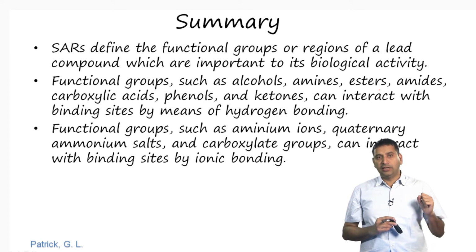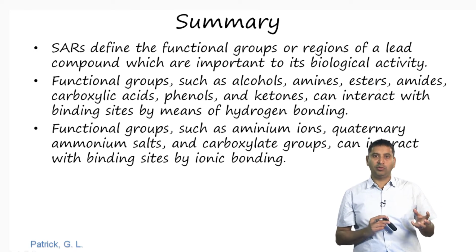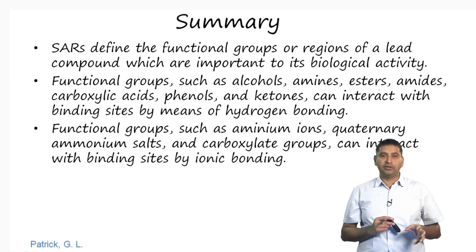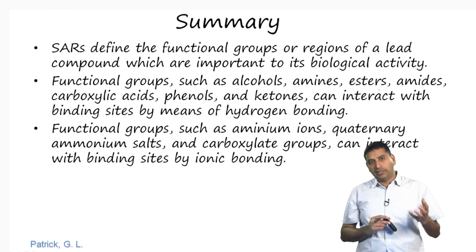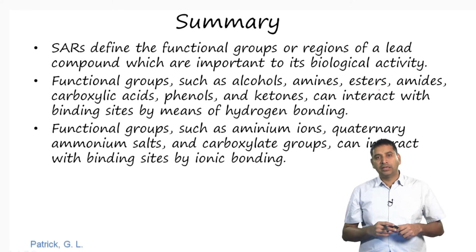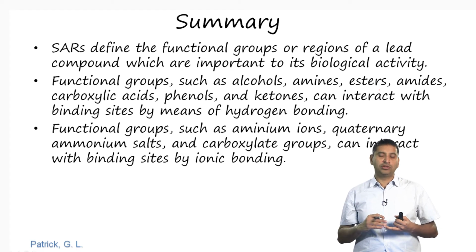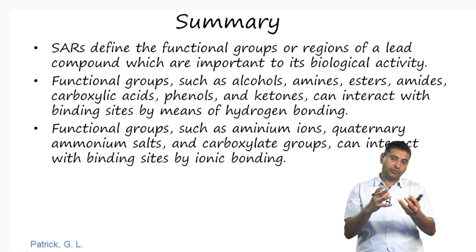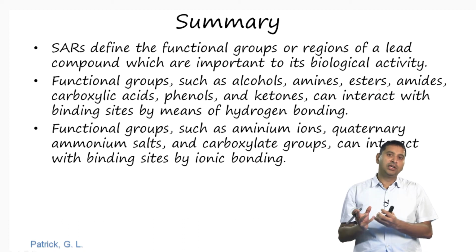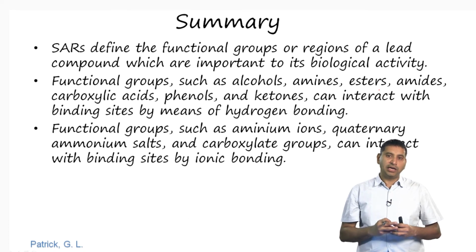To summarize the past few topics, we have looked at structure activity relationship, or SAR, which defines the functional groups or regions of a lead compound that are important to its biological activity. We have looked at various functional groups such as alcohols, amines, esters, amides, carboxylic acids, phenols and ketones, which can potentially interact with the site by hydrogen bonding. There are also other functional groups such as aminium ions, quaternary ammonium salts and carboxylates, which have a full positive or full negative charge and can bind by ionic bonding.